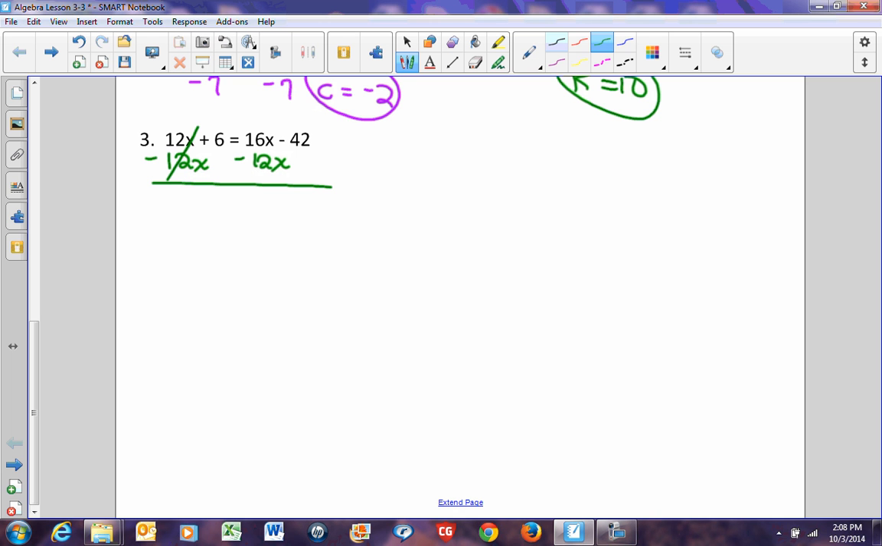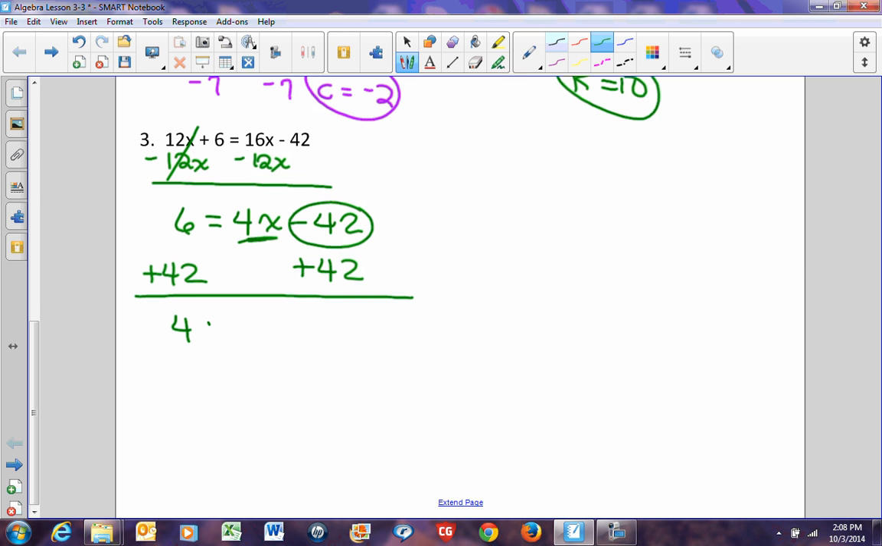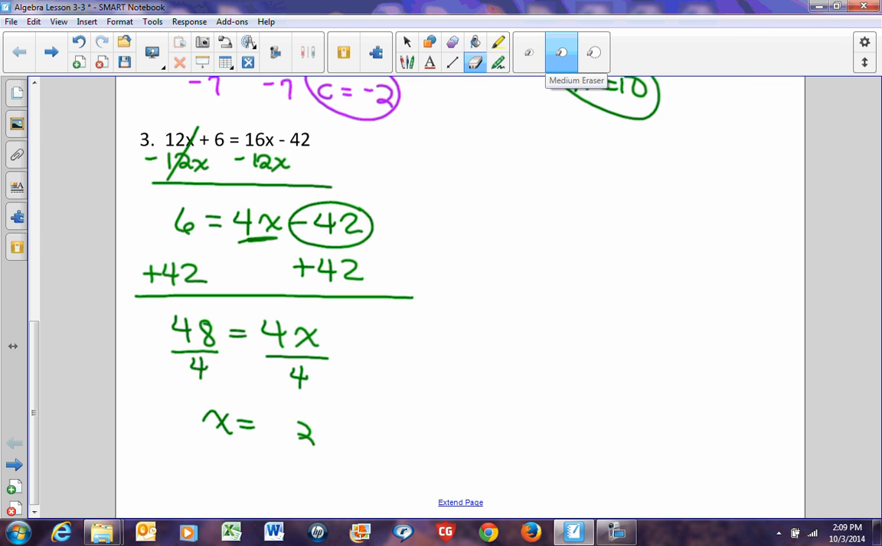These will cancel. 6 equals 16 minus 12 is 4x minus 42. Now, since the x is here, I have to move the 42 to the other side. So I'm going to add 42 to this side, add 42 to the left-hand side. 42 plus 6 is 48. That equals 4x. Divide both sides of the equation by 4, and x equals 12.